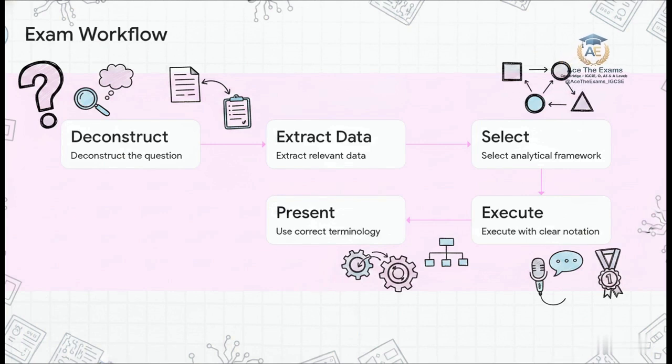Step 2, you carefully extract the relevant data from the scenario, and please, whatever you do, don't invent things that aren't in the text. Step 3, select your analytical framework, exactly like the PEAL structure we just discussed. Step 4, execute your answer using clear, logical notation, especially if you are tasked with designing a solution or tracing an algorithm. And finally, Step 5, present the whole thing using the correct, explicitly defined terminology. If you rigorously follow this workflow, you systematically engineer a high-scoring response every single time.